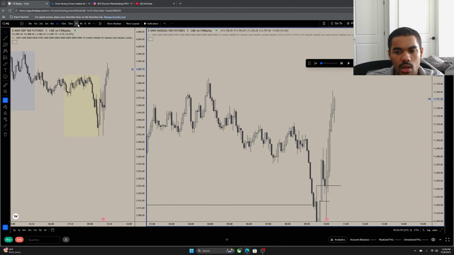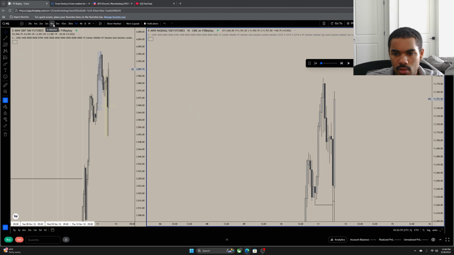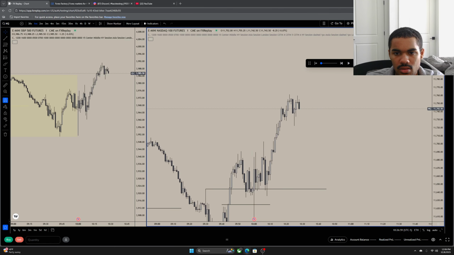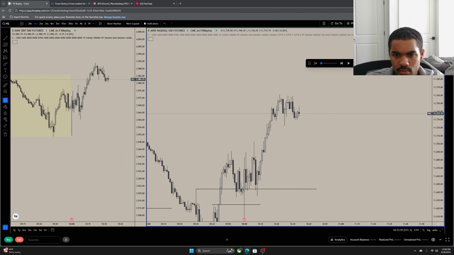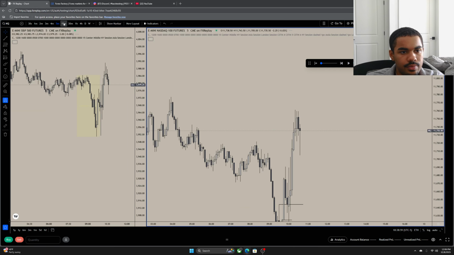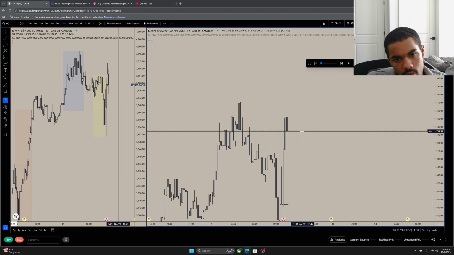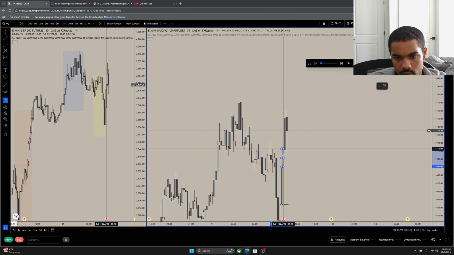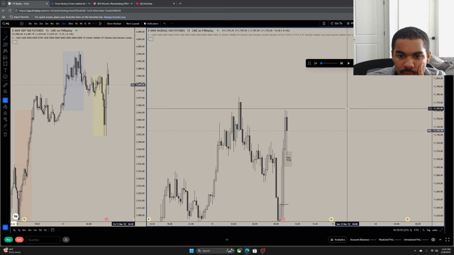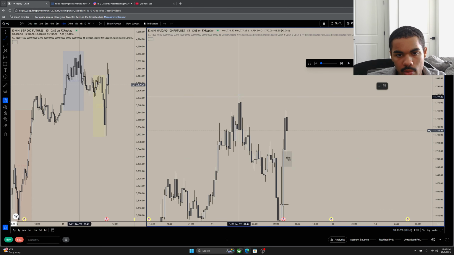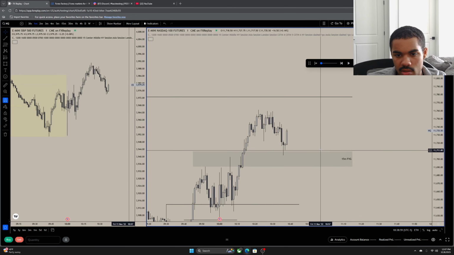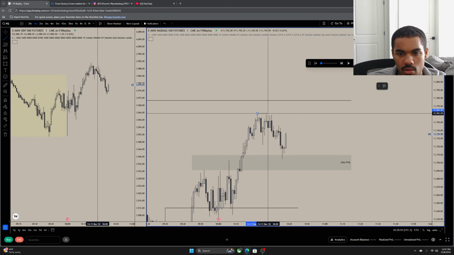Five minute, we got the delivery already. A lot better. 15 minute count here. We have our external liquidity pulls here. We have our stop hunt, 5 minute stop hunt here. We had an inversion. We generated a little bit of LR.